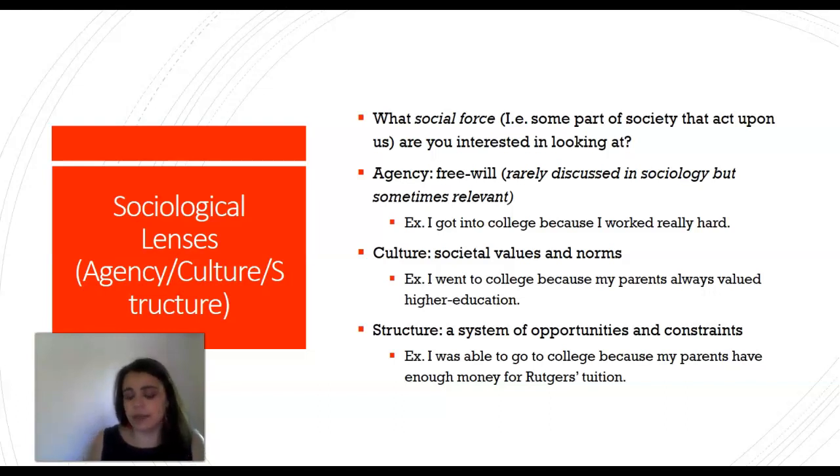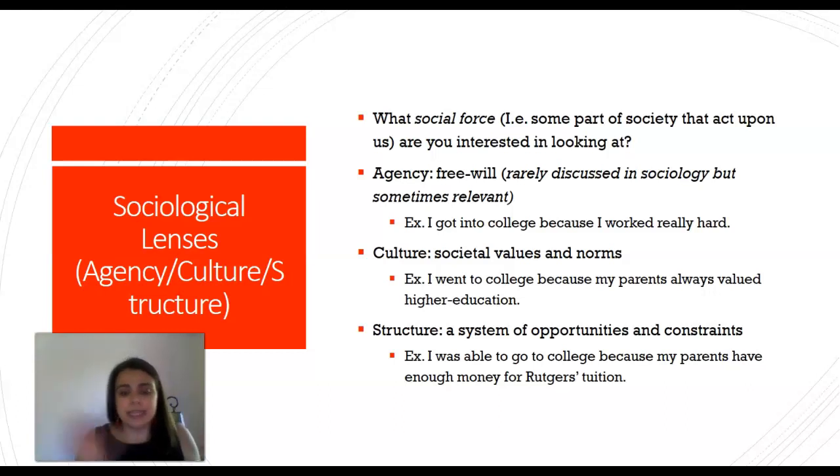So if we're thinking about structure in college, someone might say, I was able to go to college because my parents have enough money for Rutgers tuition. In essence, because of my social location, my class identity, I had this opportunity to go to college because my parents had enough money. Okay, and of course, we can think about the flip side of that as well.